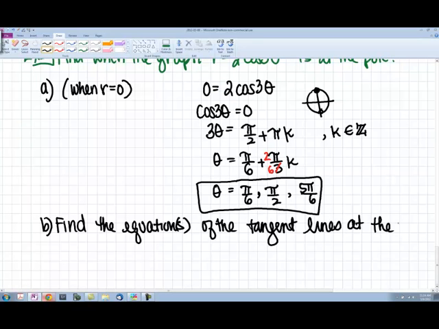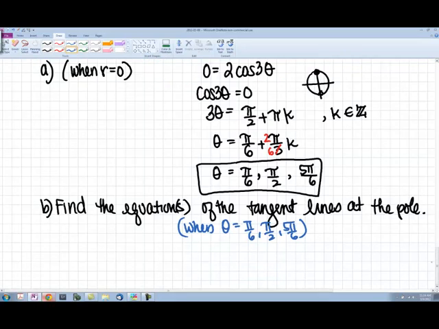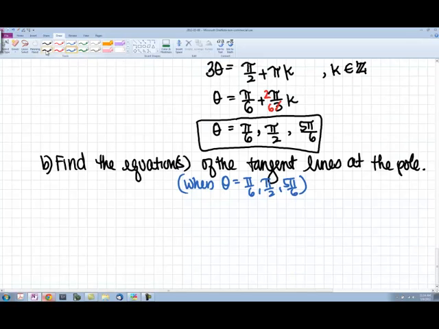At the pole. So basically, I want to find the equation of the tangent line when theta equals pi over 6, pi over 2, 5 pi over 6, what we had listed and found above in part A. So I want to find the equation of the tangent line. That means I have to have the slope and then a point.